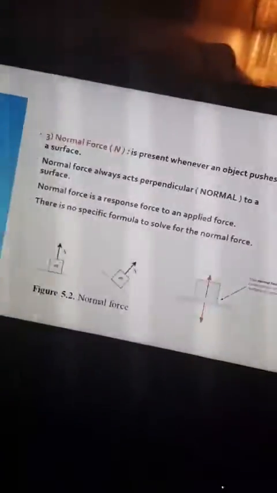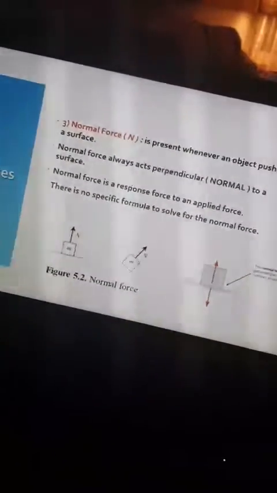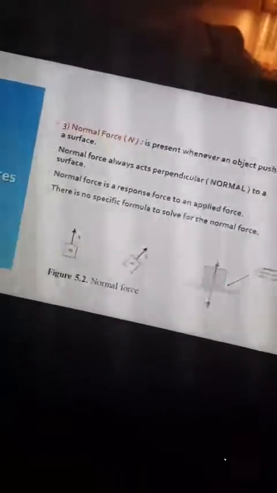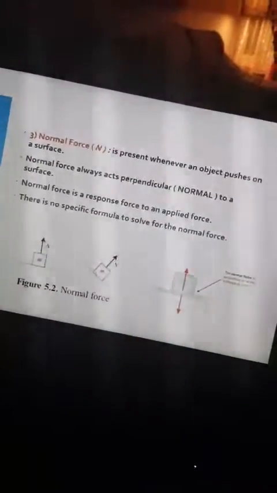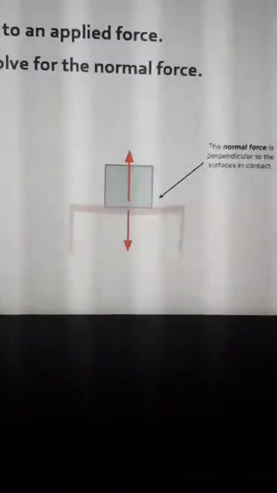Okay, let's continue with other types of forces. We have normal force. The symbol for it is capital N or Fn. It is present whenever an object pushes on a surface. What does it mean? Any object. Now this laptop, while it is on the table, there is a normal force from the table on the laptop, and this normal force is opposite to what? Always it's opposite to the force of gravity.